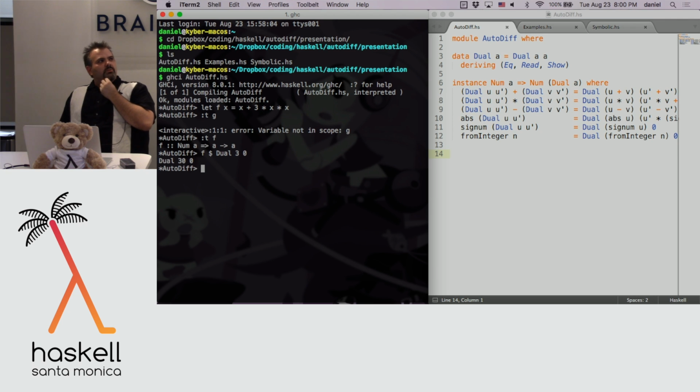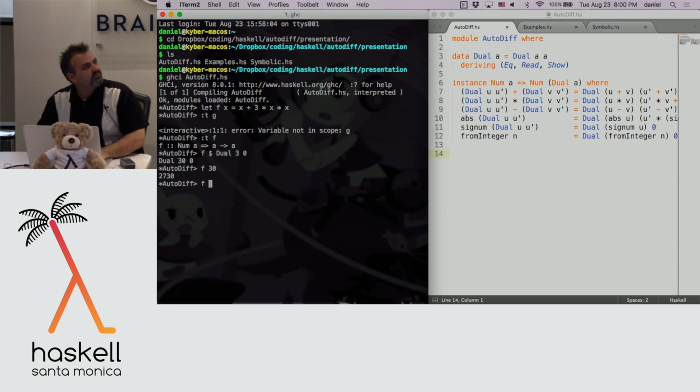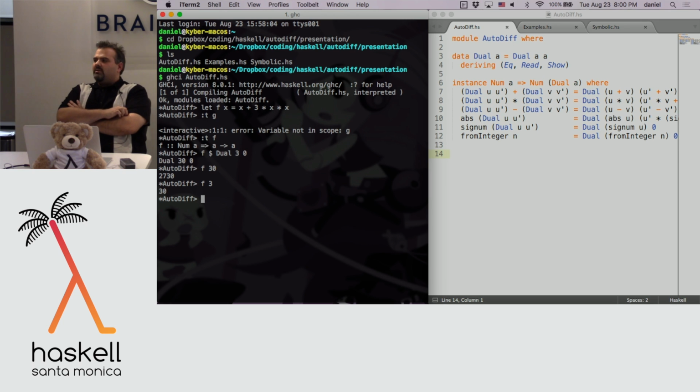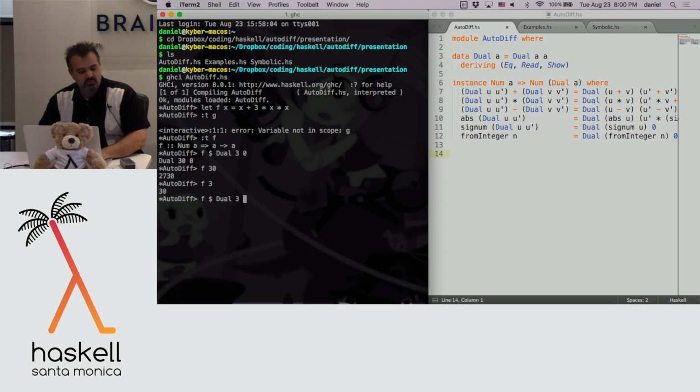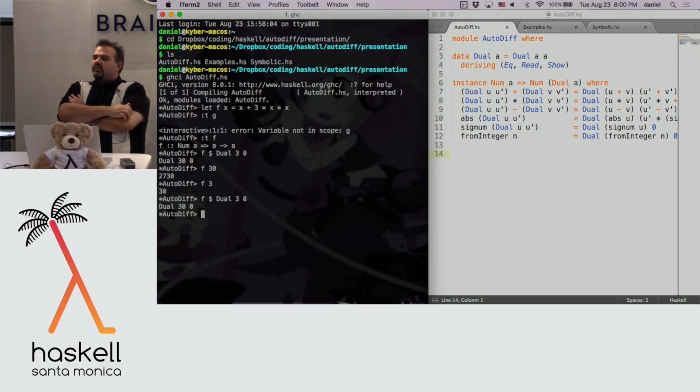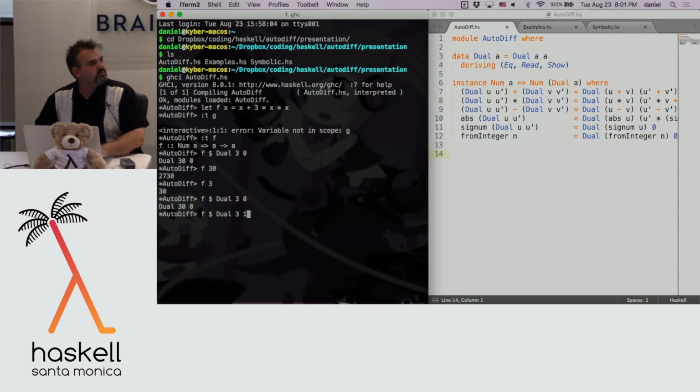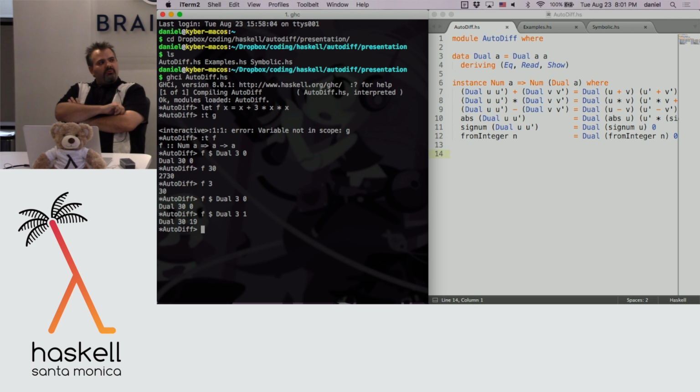Okay, what's the 30 doing? What if I did f of just 3? We just did f of 3. That's 30, right? So f of dual 3, 0: the 30 is the function value, and then the 0, what is that? That's weird. Well, what if I do f applied to dual 3, 1? And we get dual 30, 19. This is all very fascinating.